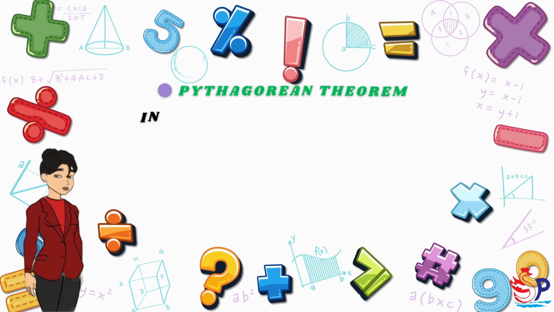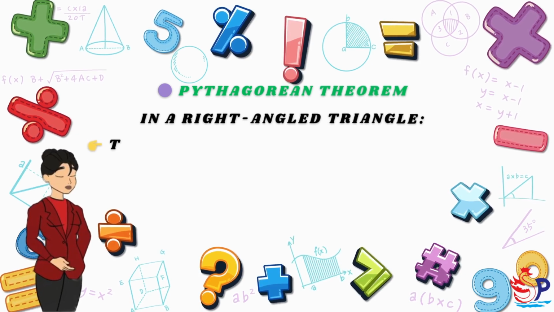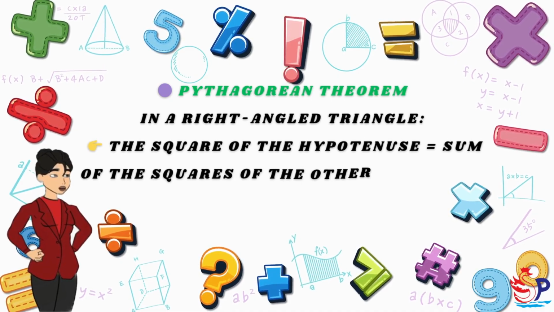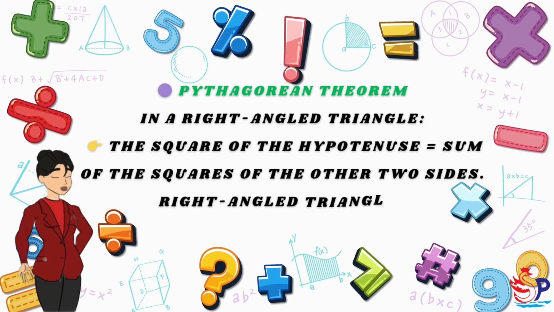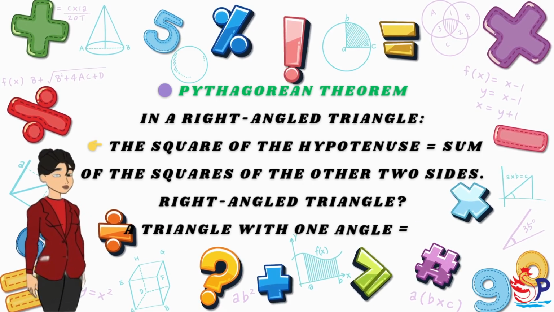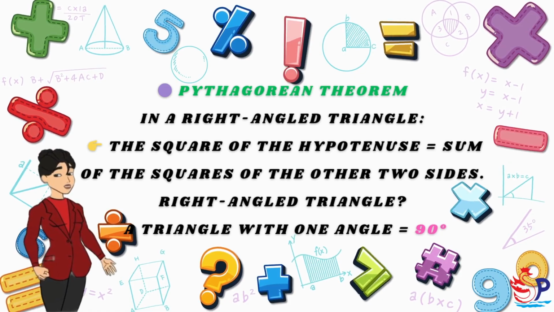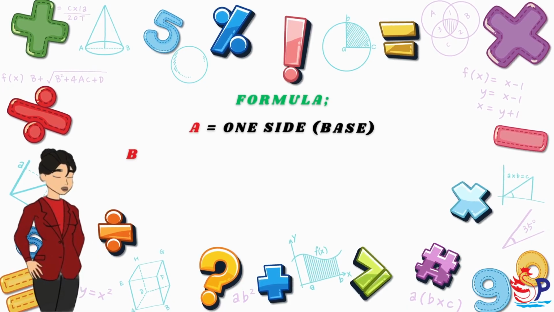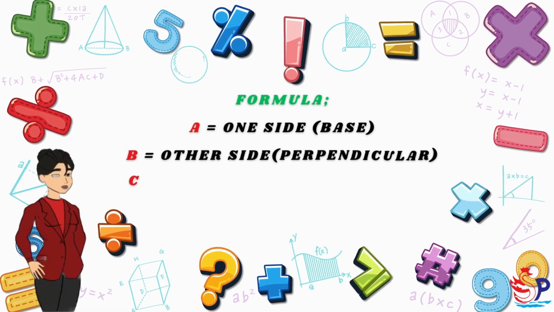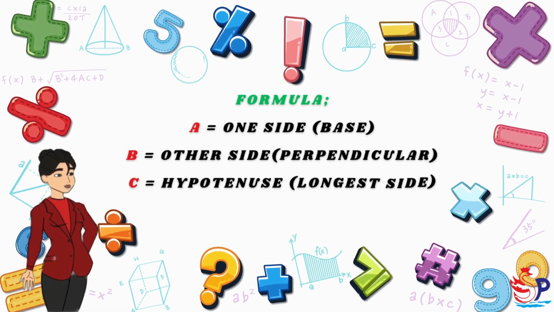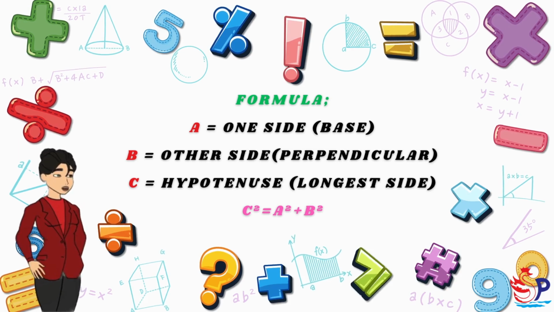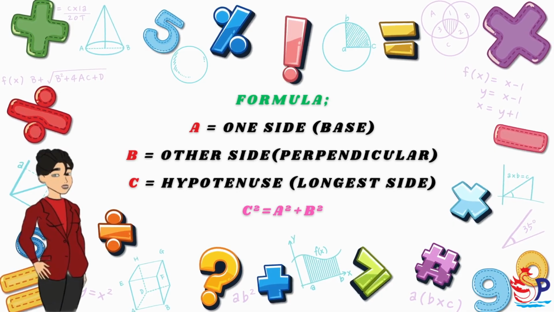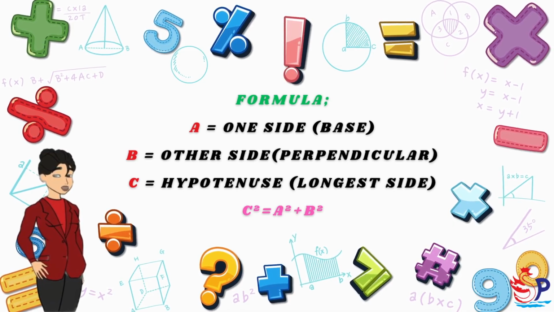Pythagorean theorem. In a right-angled triangle, the square of the hypotenuse is equal to the sum of the squares of the other two sides. Right-angled triangle: a triangle with one angle equal to 90 degrees. Formula. A is equal to one side, the base. B is equal to the other side, the perpendicular. C is equal to the hypotenuse, the longest side. C squared is equal to A squared plus B squared.